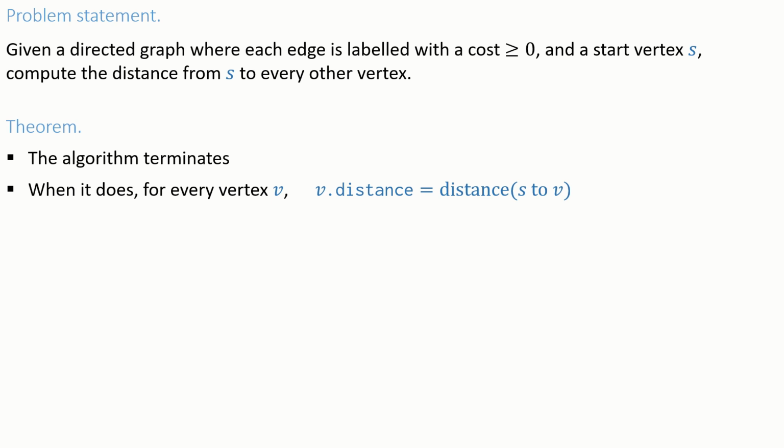If it didn't terminate, it would be a pretty rubbish algorithm and it wouldn't even make sense to ask if its answer is correct. The second claim in the theorem is that the answer is indeed correct. In other words, at termination, we claim that for every vertex, the computed value v.distance is equal to the shortest path distance from S to V.